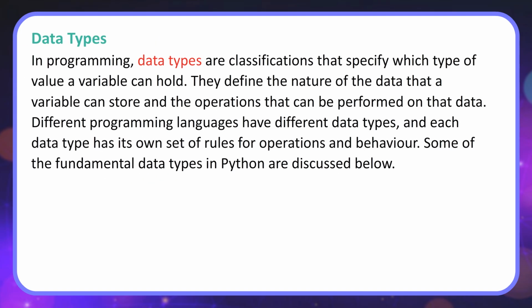Data types. In programming, data types are classifications that specify which type of value a variable can hold. They define the nature of the data that a variable can store and the operations that can be performed on that data. Different programming languages have different data types, and each data type has its own set of rules for operations and behavior. Some of the fundamental data types in Python are discussed below.